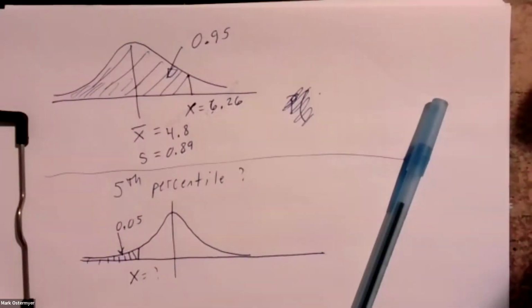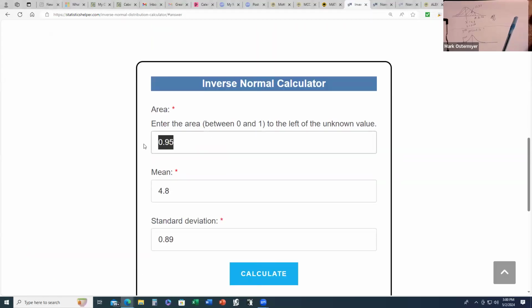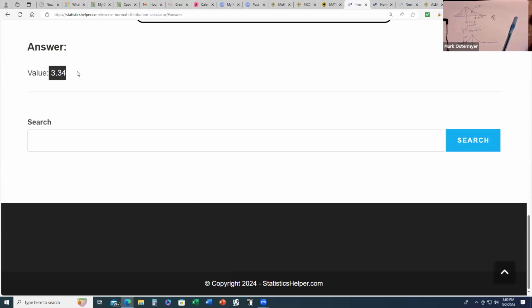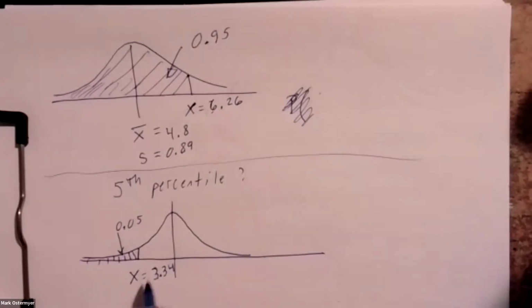So let's go to our inverse norm calculator. The area to the left is 0.05. That's the 5th percentile. The mean and standard deviation remain the same. Click on calculate and boom, you got your answer, 3.34. In other words, 3.34 years is the 5th percentile, meaning that only 5% of TV owners keep their old television for less than 3.34 years before purchasing a new one. This is called your 5th percentile.